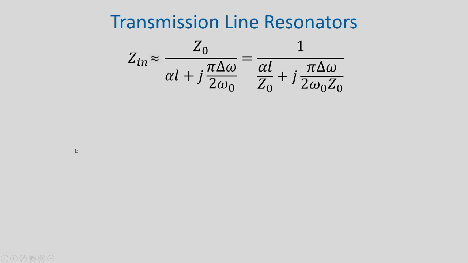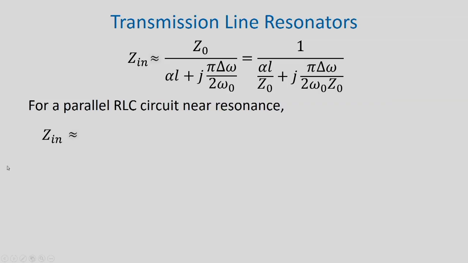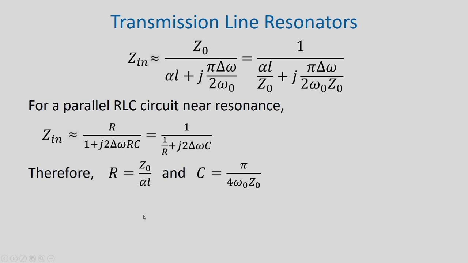Now, we identify that this form of the input impedance is that of a parallel RLC circuit operating near its resonance. For a parallel RLC circuit near resonance, we have Z in approximately equal to R by 1 plus J 2 delta omega RC, which can be put in this form: 1 by R plus J 2 delta omega C. Now, if we equate the corresponding terms, then we get R equal to Z naught by alpha L and C equal to pi by 4 omega naught Z naught.